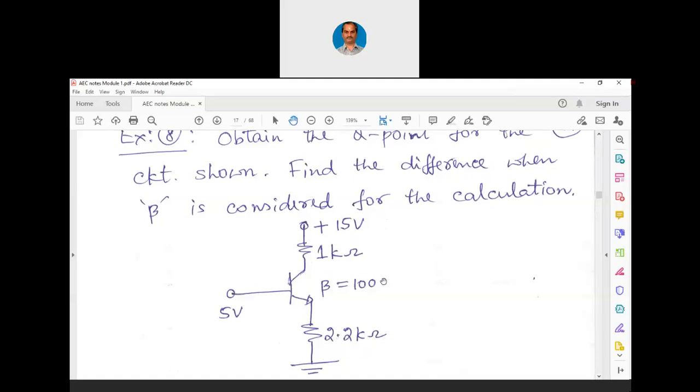Then you approximate IE with IC. Then you apply KVL here. Tell me the value of VCE. In the next 2 minutes, quickly tell me the answer.